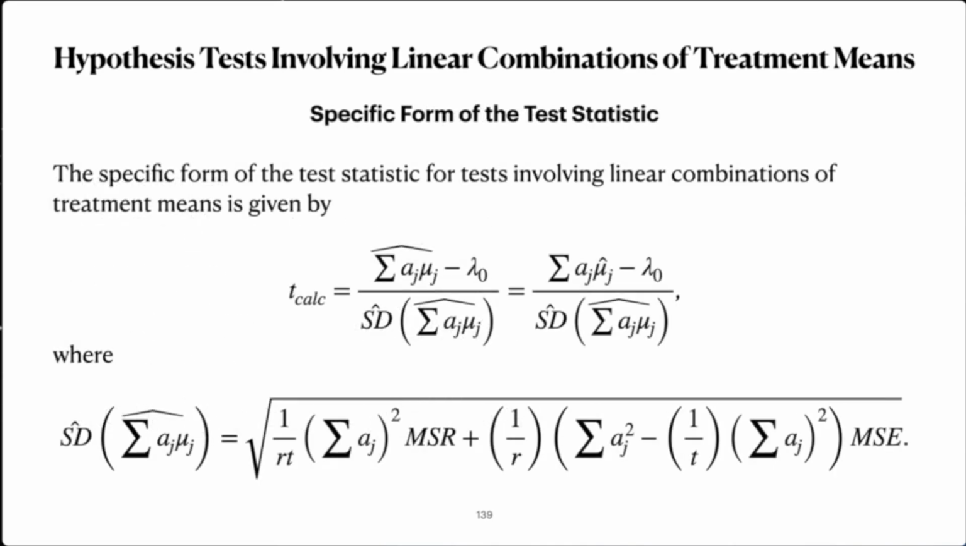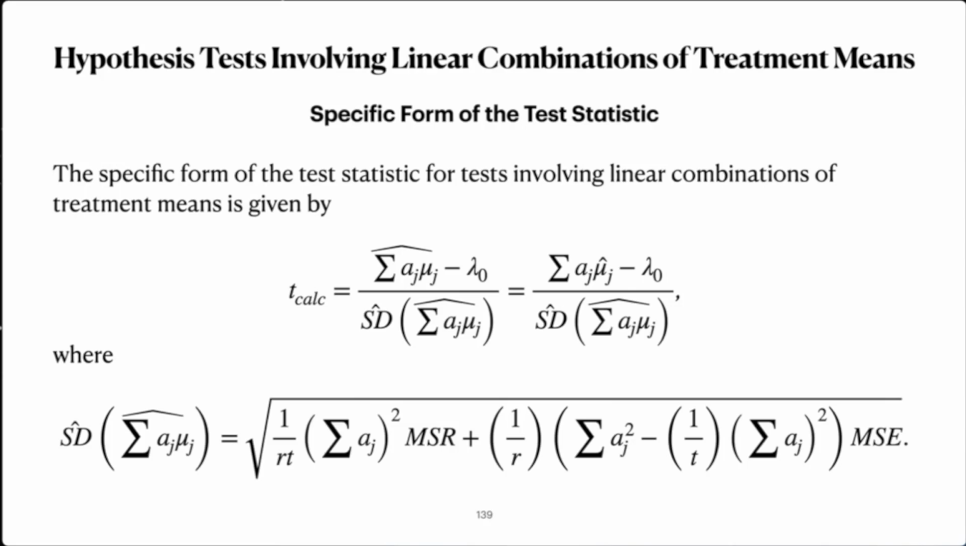The specific form of the test statistic for tests involving linear combinations of treatment means, as we have here, is given by this expression. So it's a t-statistic, and we'll call it t-calc. The numerator looks like it did in the previous section. It's the difference between the estimate of the linear combination minus the hypothesized value of the linear combination. And then we divide that by the estimated standard deviation of the estimate of the linear combination.